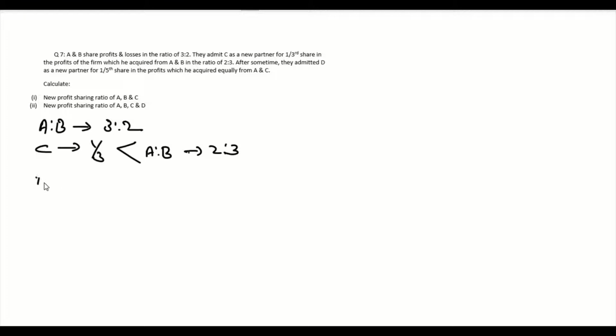The second case is D. D is added to the business for 1/5 share of profit. Here he is obtaining this share from A and C in a 1:1 ratio. Okay, so first we will find the sacrifice.